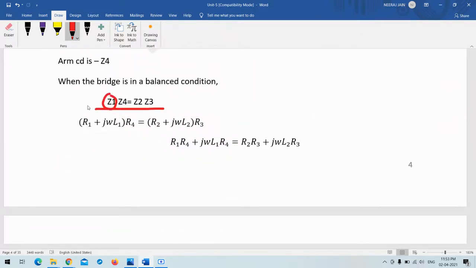So we put here the values of Z1, Z4, Z2 and Z3. If we solve this equation, our approach is to separate the real and imaginary parts. Here we multiply R4 with R1 and with j omega L1. Similarly, we multiply R3 with R2 and j omega L2. Now by comparison, the equation will come like this.